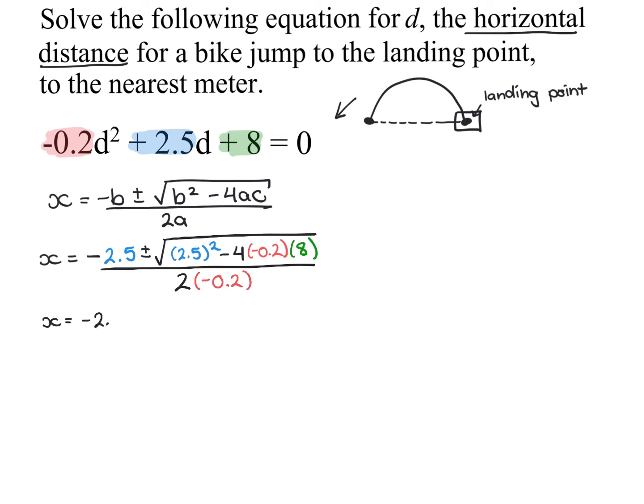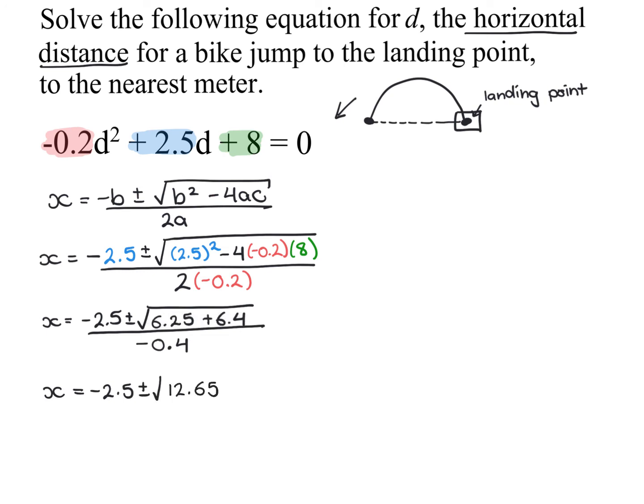Now let's simplify. So leave the negative 2.5 as it is, and 2.5 squared comes to about 6.25. Okay, now let's multiply this whole thing together, and you get positive 6.4 as your answer. Close the square root, and let's do 2 times negative 0.2, and that comes to negative 0.4. All right, let's further simplify. Leave the negative 2.5 as it is, and let's add 6.25 plus 6.4, and you end up with about 12.65, all of that over negative 0.4.